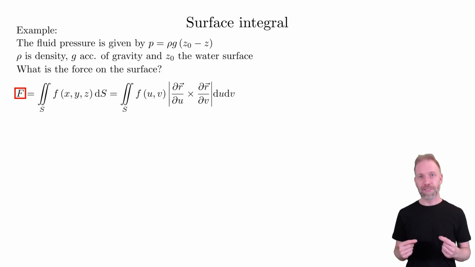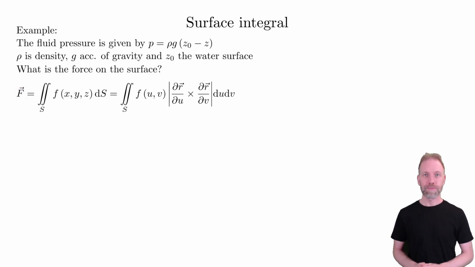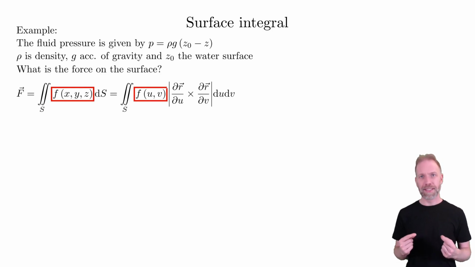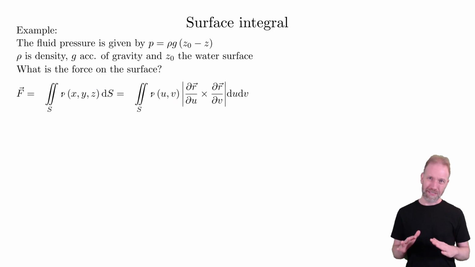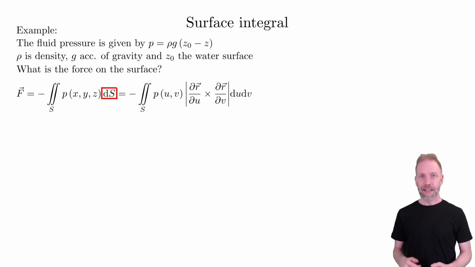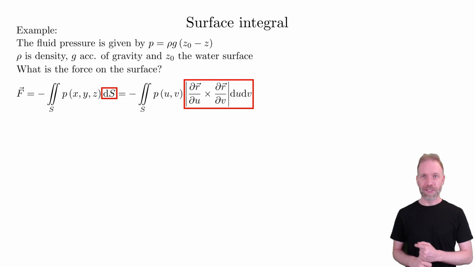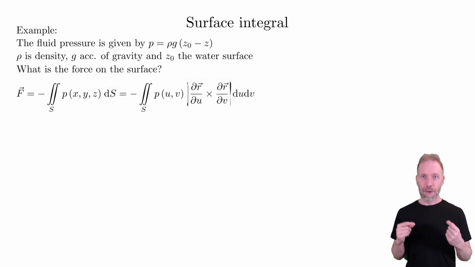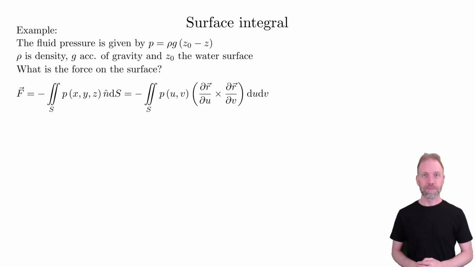As the force is a vector, add the vector notation to F. Our function in this case will be minus the pressure. The minus comes from the definition of pressure. I will cover this in more detail in my fluid mechanics videos. This time, the direction of the surface will be important, so we bring back the normal vector. We simply use the full vector of the cross product to get the normal direction.